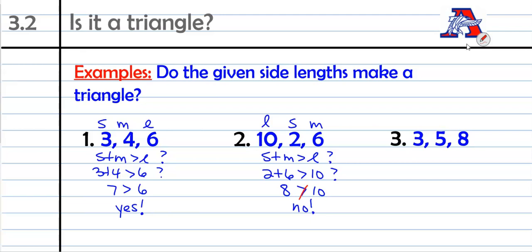Okay, now let's try one more. 3, 5, 8. Those are in order, so small, medium, and large. Now we're asking ourselves, is small plus medium greater than large? Is 3 plus 5 greater than 8? 3 plus 5 is 8. Oh, tricky. Is 8 bigger than 8? Say that in your head. Is 8 bigger than 8? No, 8 is 8. So that does not work. It has to be greater than. It cannot be equal to. So that one does not work.